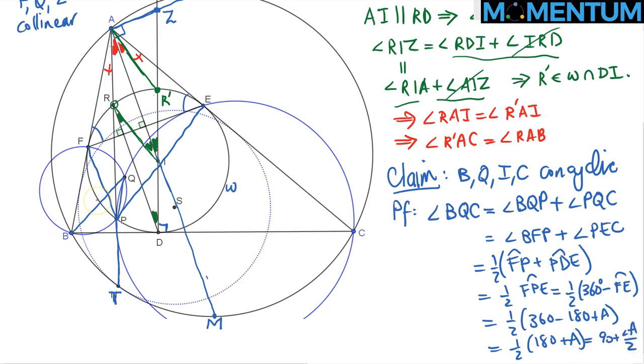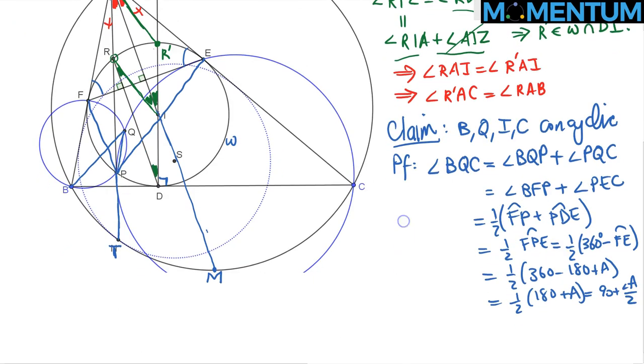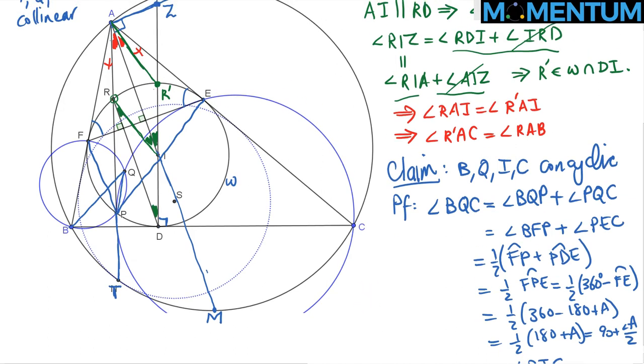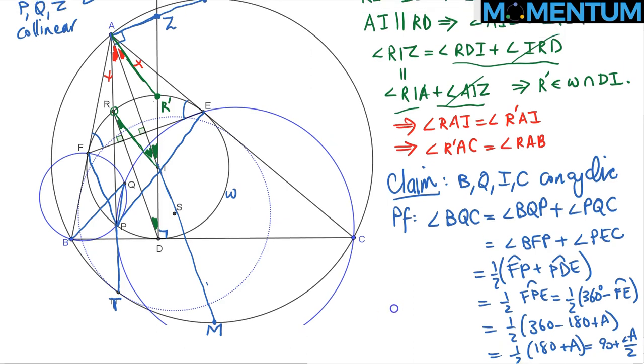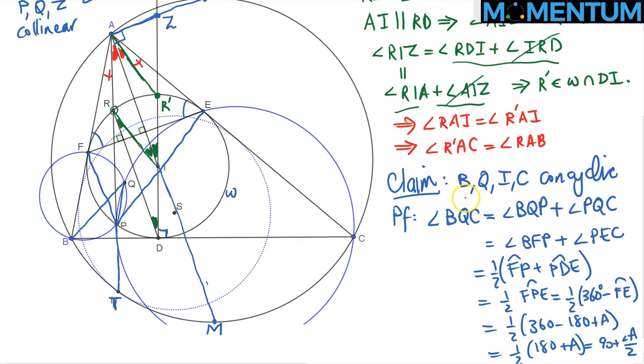But that's exactly the measurement of angle BIC, which is a very well-known result, right? So the same as angle BIC, you can easily do some angle chasing. Well, for instance, angle BAI plus ABI and angle ACI plus CAI, they should add up to angle BIC, and that's exactly 90 plus A over 2. So we have established that these 4 points, BQIC, are concyclic points.